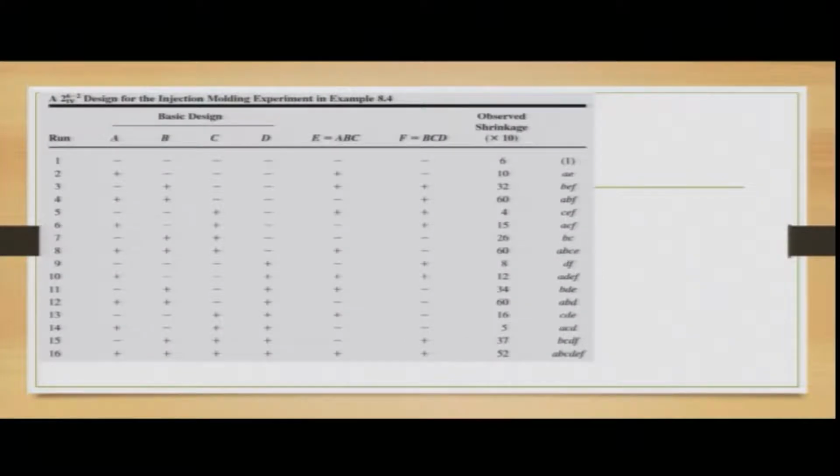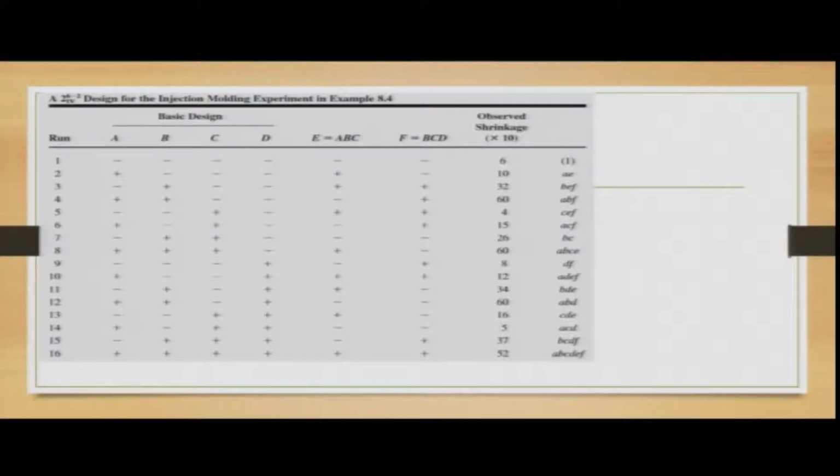Now I will again repeat a few things, please bear with me, but it will make things much clearer to you. This is a fractional factorial problem of 2 to the power 6 minus 2, because there are 6 factors A, B, C, D, E, F, and minus 2 because we are trying to find the generators accordingly. There were 16 runs. If you notice the first column on this slide, those are the run numbers from 1 to 16.